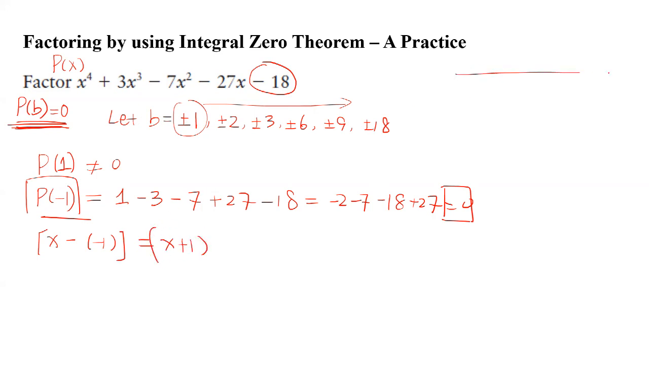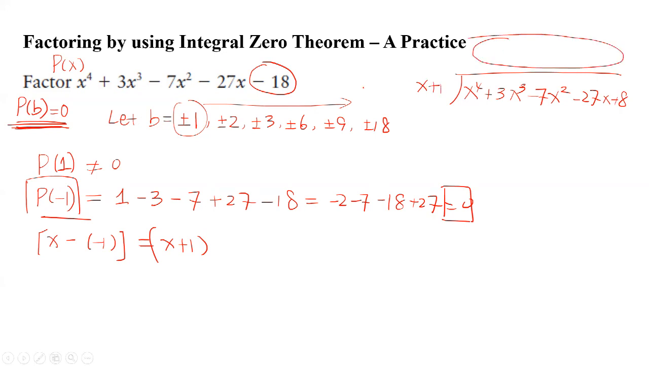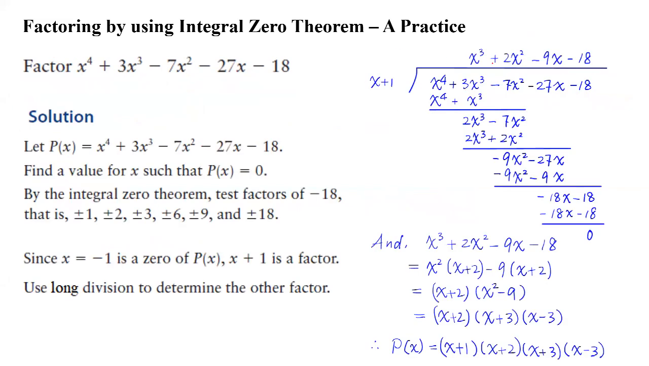In order to find the other factor, we need to perform a long division, right? Okay, I'm not gonna perform the long division here. You can check the solution on these slides. Luckily, we can find the other factor, which is x cubed plus 2x squared minus 9x minus 18, right?